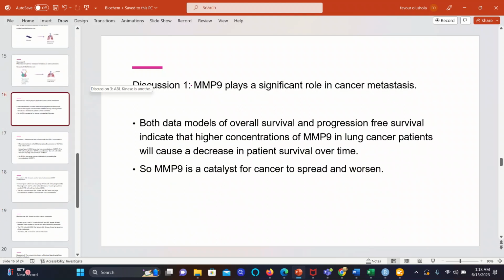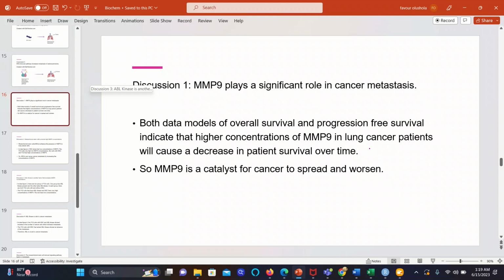So our first discussion. Now we're going to start answering the overall research question by going a bit more into the experimental questions. We are able to deduce here that MMP9 plays a very significant role in cancer metastasis. We know this because when we looked at both data models of the overall survival and progression-free survival, we could see that higher concentrations of MMP9 in the lung cancer patients caused a decrease in patient survival over time, as it led to more cancer progression. Because higher concentrations of MMP9 increased cancer progression by causing cancer metastasis, it ultimately led to lower patient survival rates.